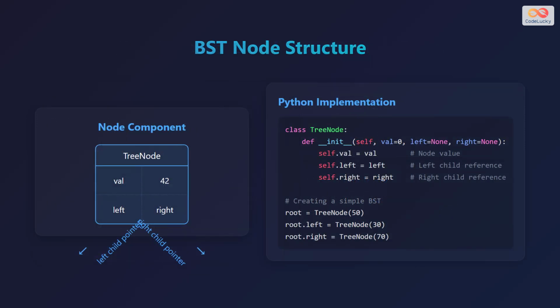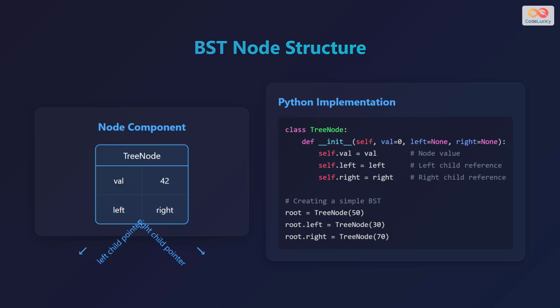Let's examine the structure of a node in a binary search tree. A typical node, which we'll call a tree node, consists of three key components: a value which holds the data stored in the node, a left pointer which points to the left child node, and a right pointer which points to the right child node.